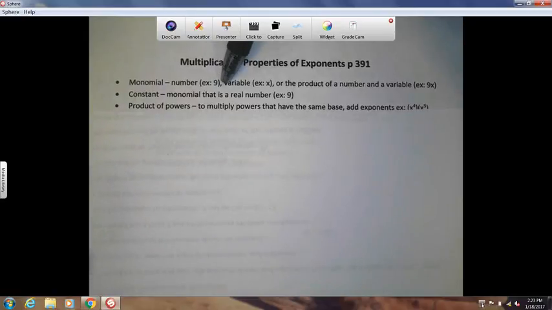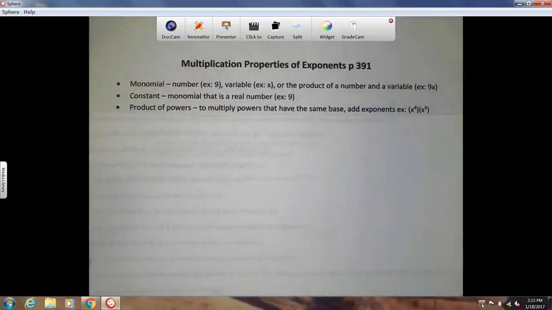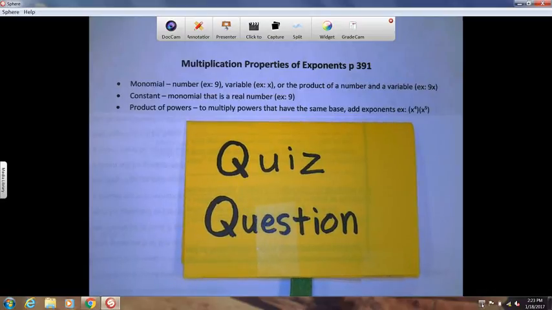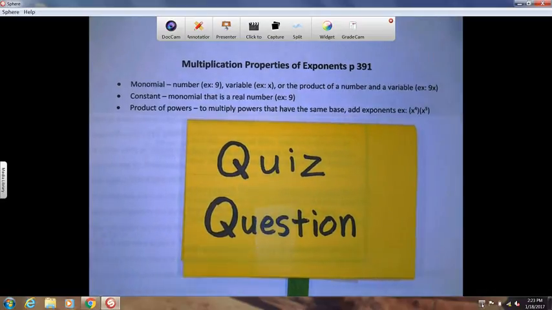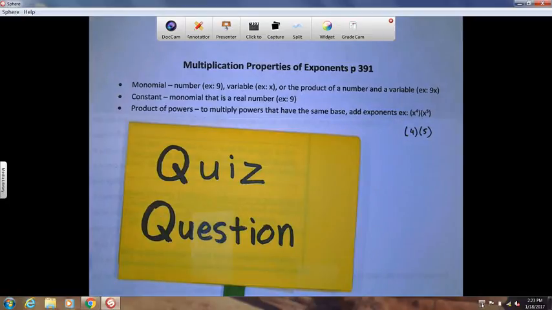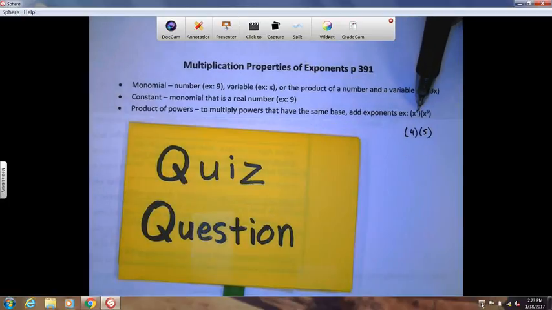The product of powers. So here's a quiz question. To multiply powers that have the same base, you add exponents. So the key thing here is, look, you're multiplying, because two things in parentheses, you always multiply those. So that's nothing new. Like, you could see 4 times 5, and you know that means to multiply. So when you have that, you add the exponents. So you're multiplying, but you're adding the exponents.